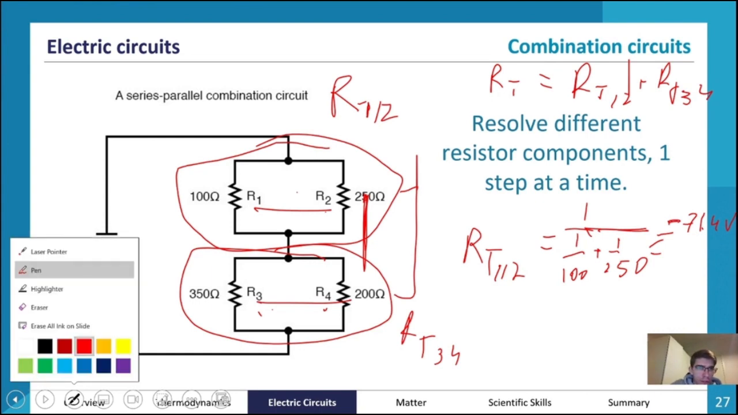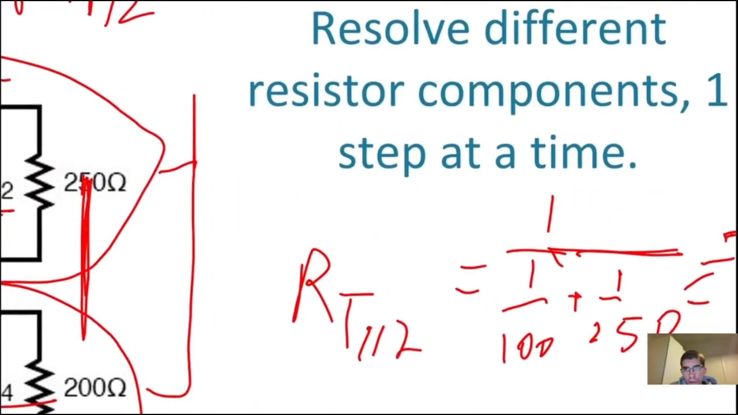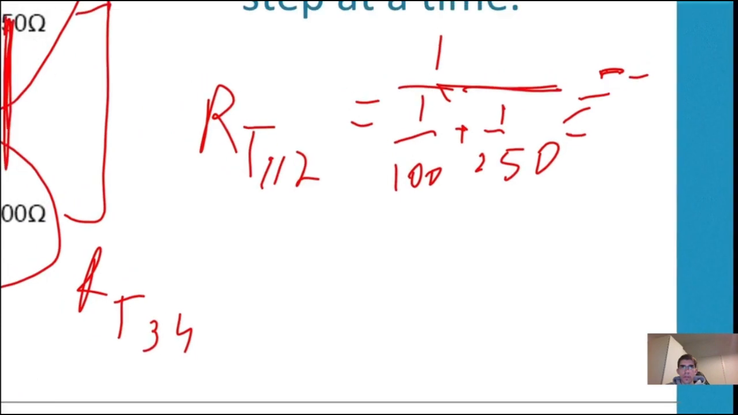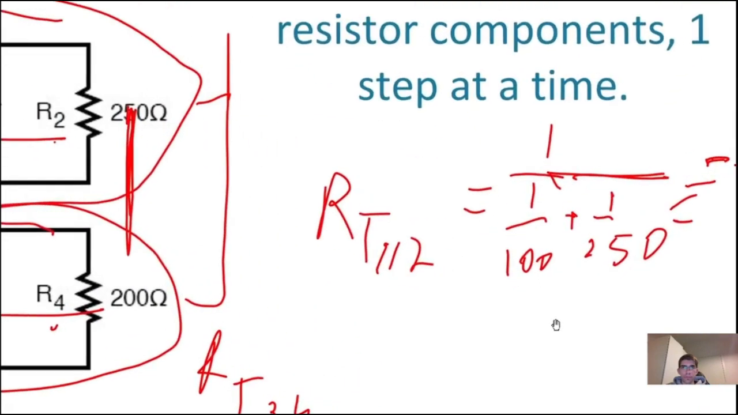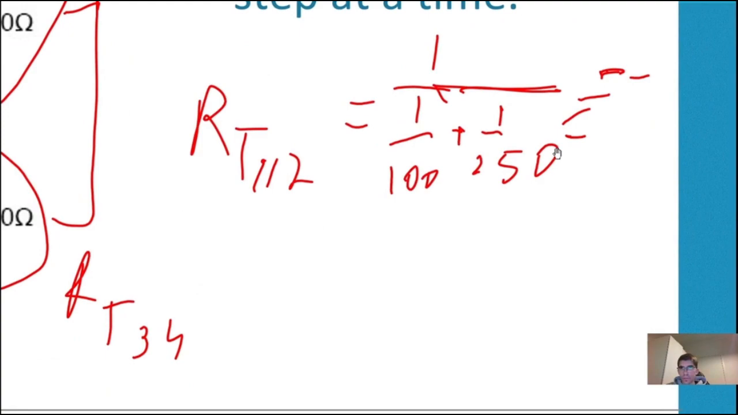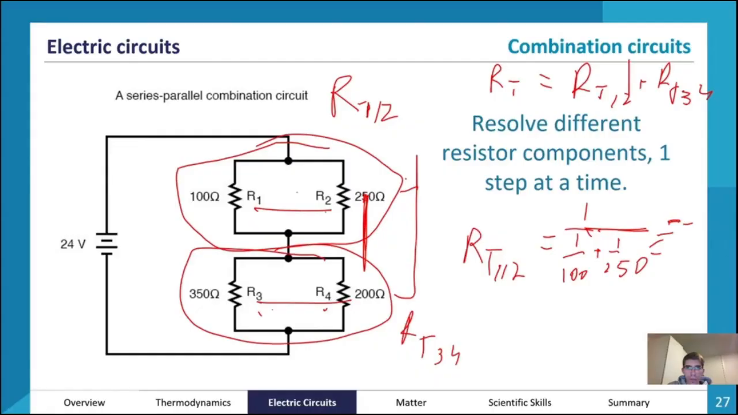Sorry, did I say volts? I meant ohms. Anyways, 71.4 ohms, right?